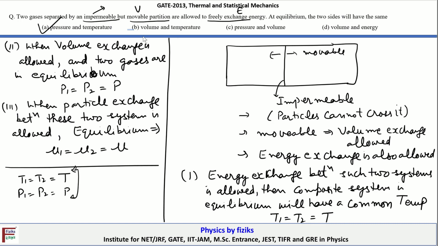Let's try to understand under what condition we would obtain option B. Volume and temperature? No, not volume and temperature. Pressure and volume? That's also not the criterion. Volume and energy, that's also not the criterion. The criterion is in terms of temperature, pressure, and the chemical potential. Therefore option A is the only correct one here. The remaining three are wrong.